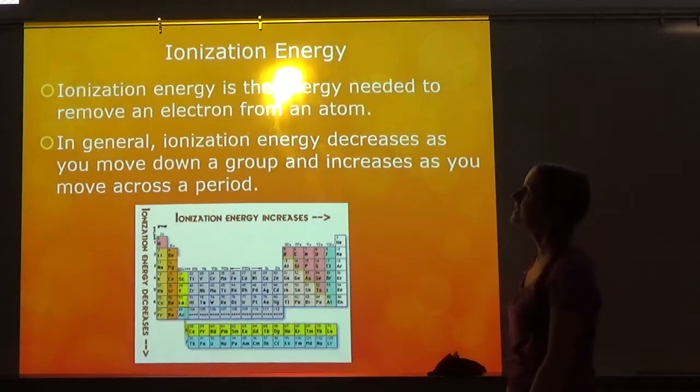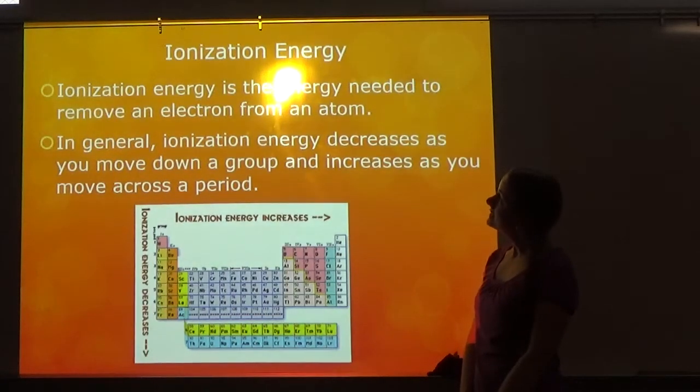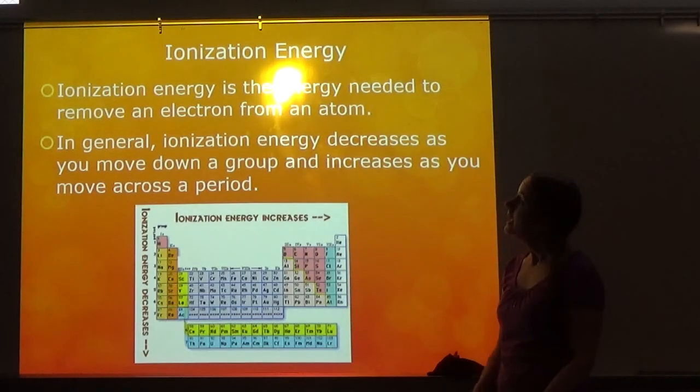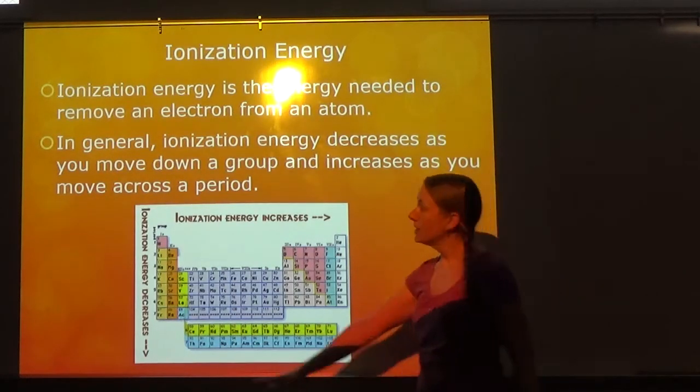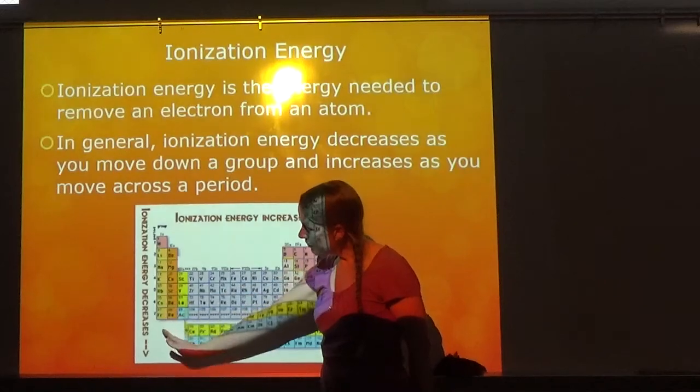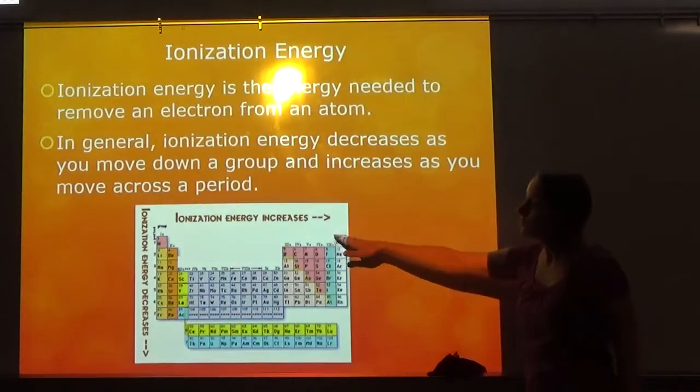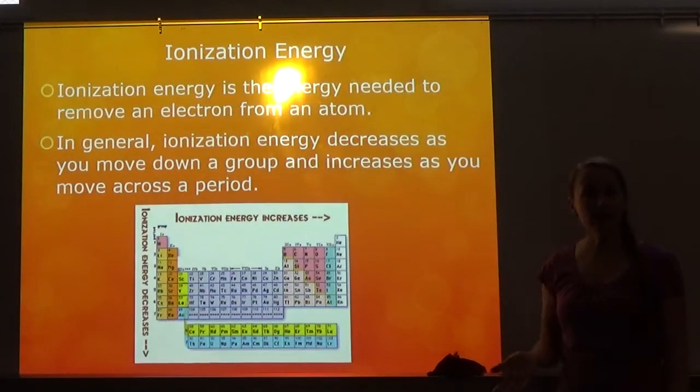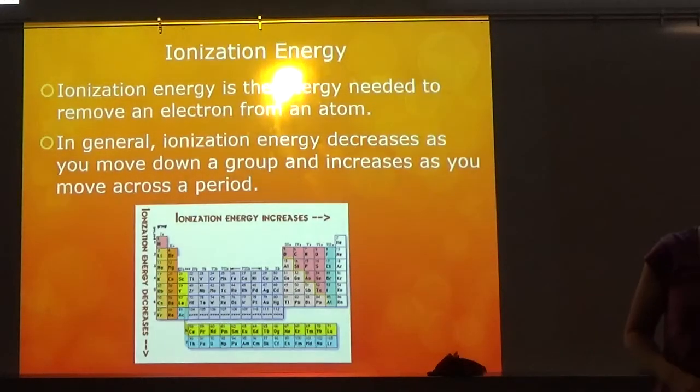So the next trend is ionization energy. So ionization energy is the energy needed to remove an electron from an atom. In general, ionization energy decreases as you move down a group and increases as you move across a period. So ionization energy is going to decrease going down and increase going across. So it's actually the exact opposite of atomic radius.